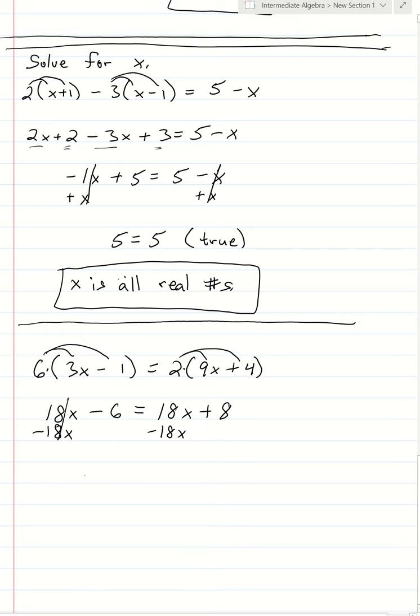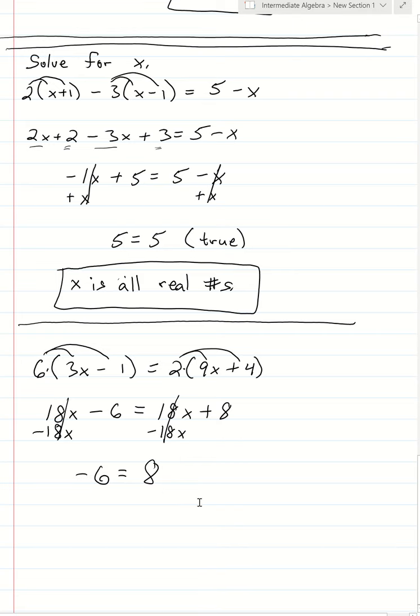When I do that, we're left with a negative 6 on the left, and on the right, I am left with the positive 8. Now, let's take a look at what's happening here. Because once again, after we performed step 2, the variable that we were solving for is no longer found within the equation, okay? But unlike in the previous example, where 5 equaled 5 and we were left with a true statement, here we are told that negative 6 equals 8.